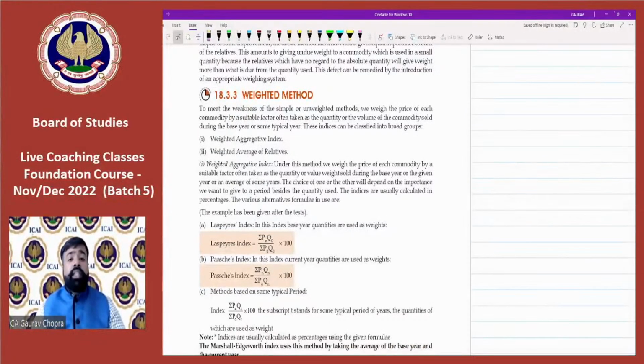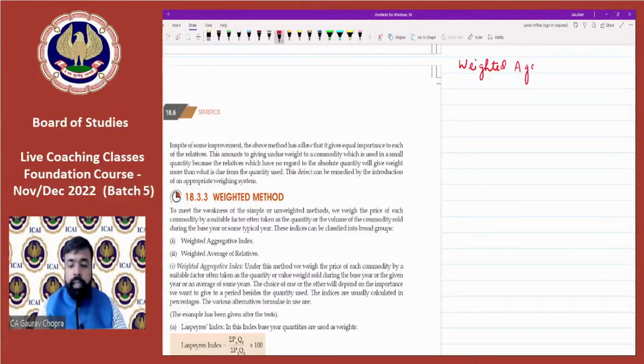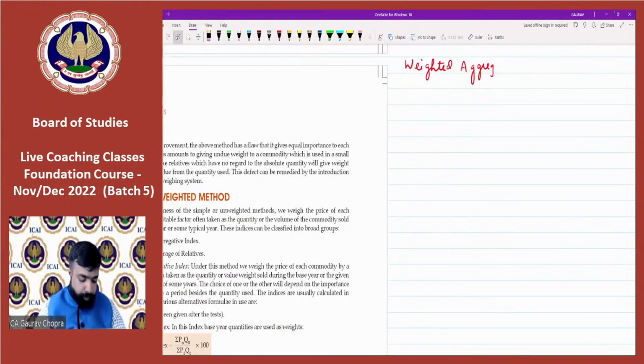Now, since we have seen that simple and weighted, there are some differences between them. Simple takes by default a same importance for each and every commodity, whereas weighted method will give different importance to each and every commodity. So that is why weighted method is much better as compared to simple. So let us solve using weighted method. Weighted aggregative method.